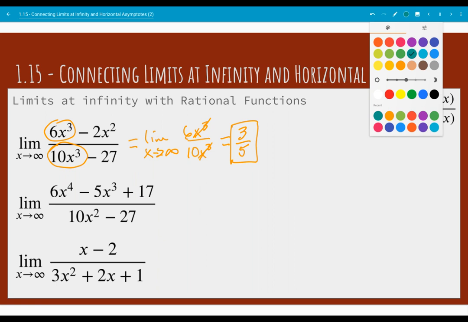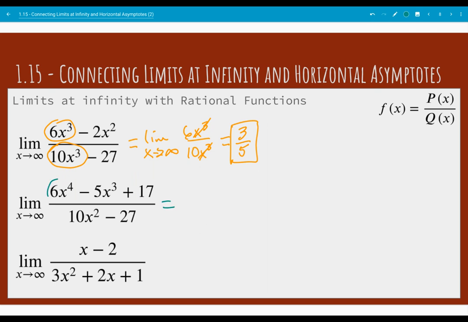Okay, now the other two examples, we've got something a little bit different going on here. So in the next one, this is going to behave like 6x to the 4th over 10x squared. So let's rewrite that.